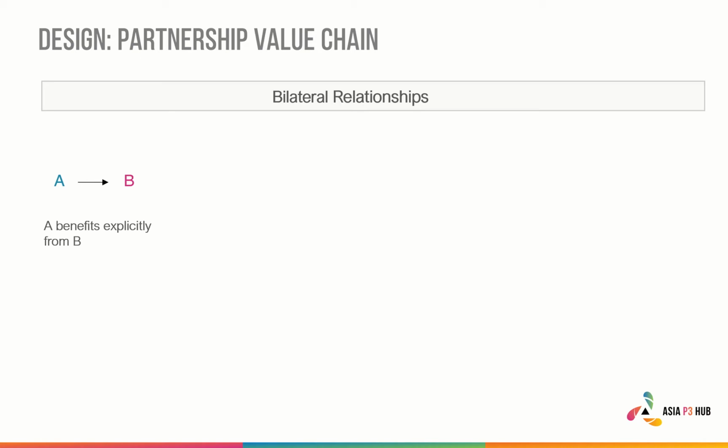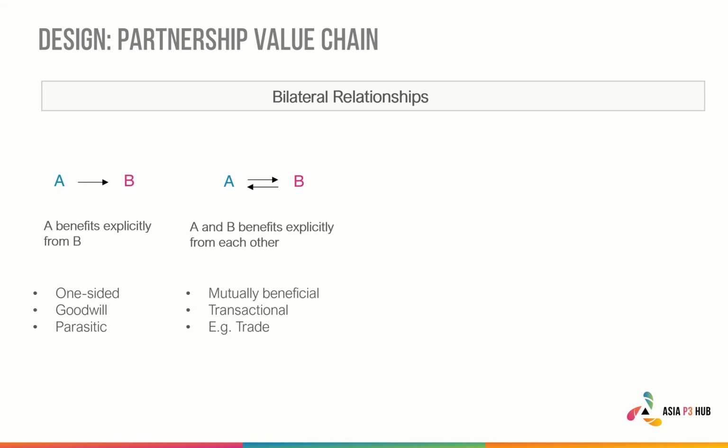So what can we say about such relationships? We can say that the relationship is very one-sided. In real life, we can say that one party extends a lot of goodwill to the other, or the relationship is parasitic. But we probably see this kind of bilateral relationship more often, where two parties provide direct or explicit benefits to each other. Such relationships tend to be mutually beneficial. You could say it's transactional. Trading relationships are like that. You provide me the money, I provide you with the goods.